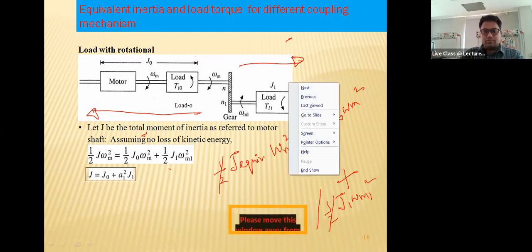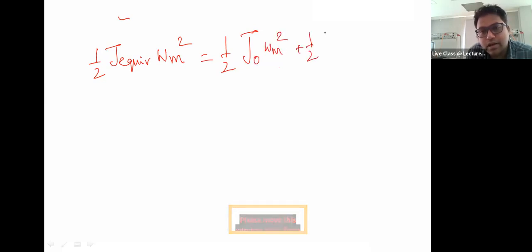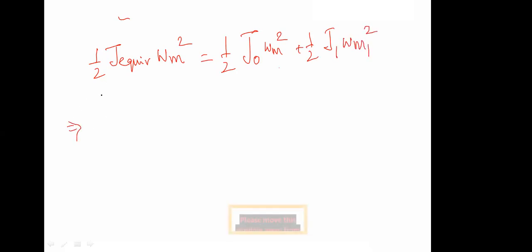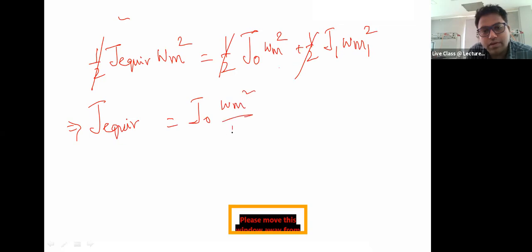So let me go to a screen. So half J equivalent into omega m square is equal to half J naught omega m square plus half J1 omega m1 square. So now half and half are getting cut out. So J equivalent referred to the motor side is equal to J naught omega m square by omega m square plus J1 omega m1 square by omega m square.